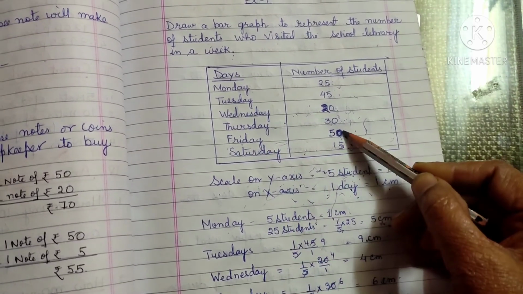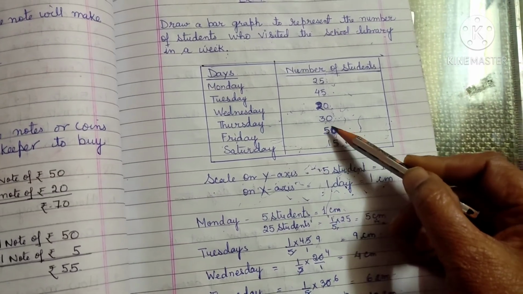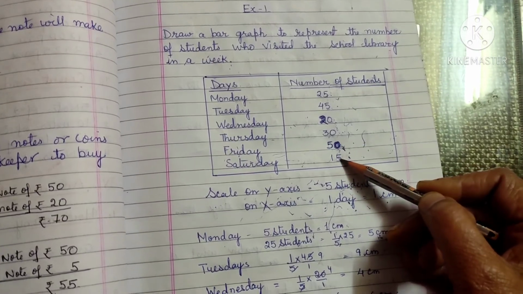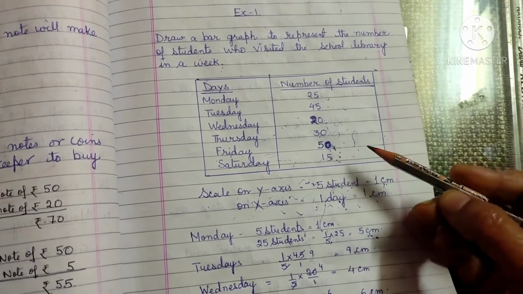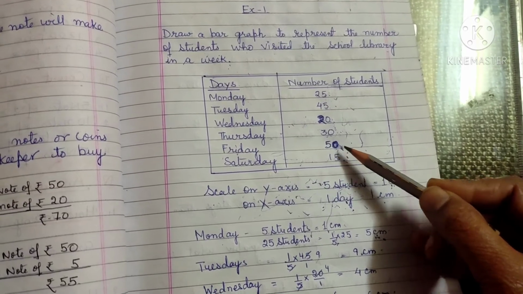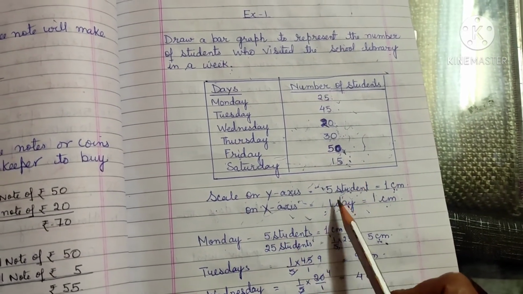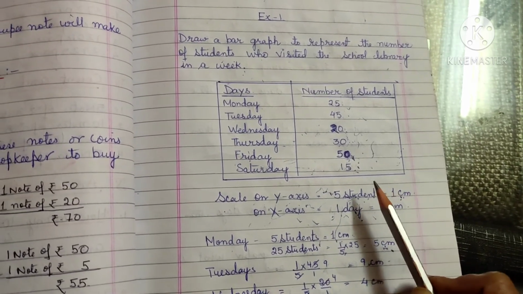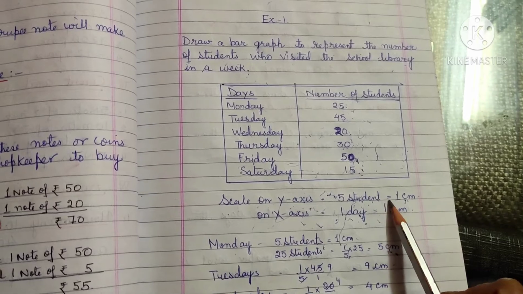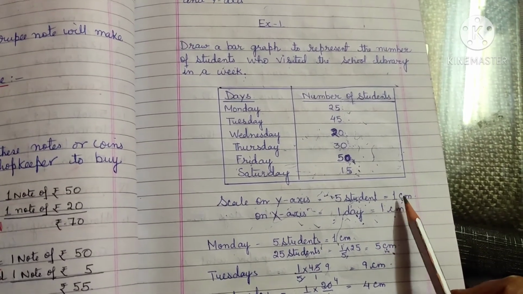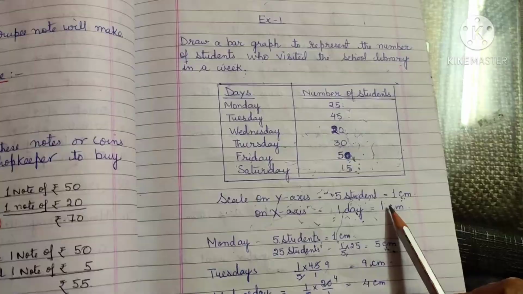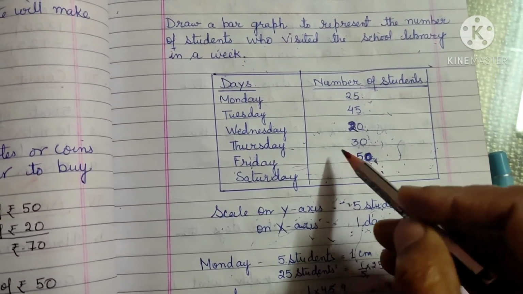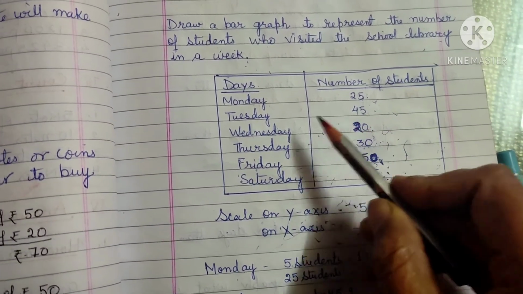Okay. Considering this number, we will assume the unit to draw a bar graph. Right? So children, let us consider that 5 students is equal to 1 centimeter. It means to show 5 students we have to make a 1 centimeter long bar. Right? Now children, let us calculate how many centimeters long a line we have to draw for each day.